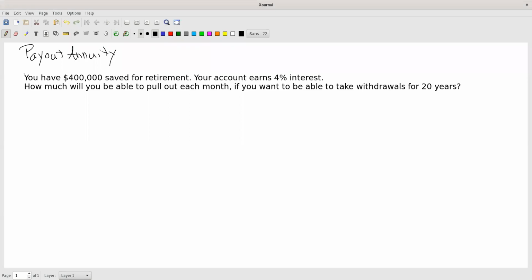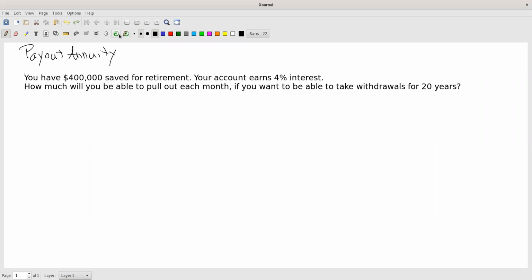So we're going to look at payout annuities here. In this version, we have saved $400,000 for retirement, and we have an account that earns 4% interest. We want to be able to pull out monthly payments over 20 years. So what should that monthly payment be? And this is the idea of a payout annuity.